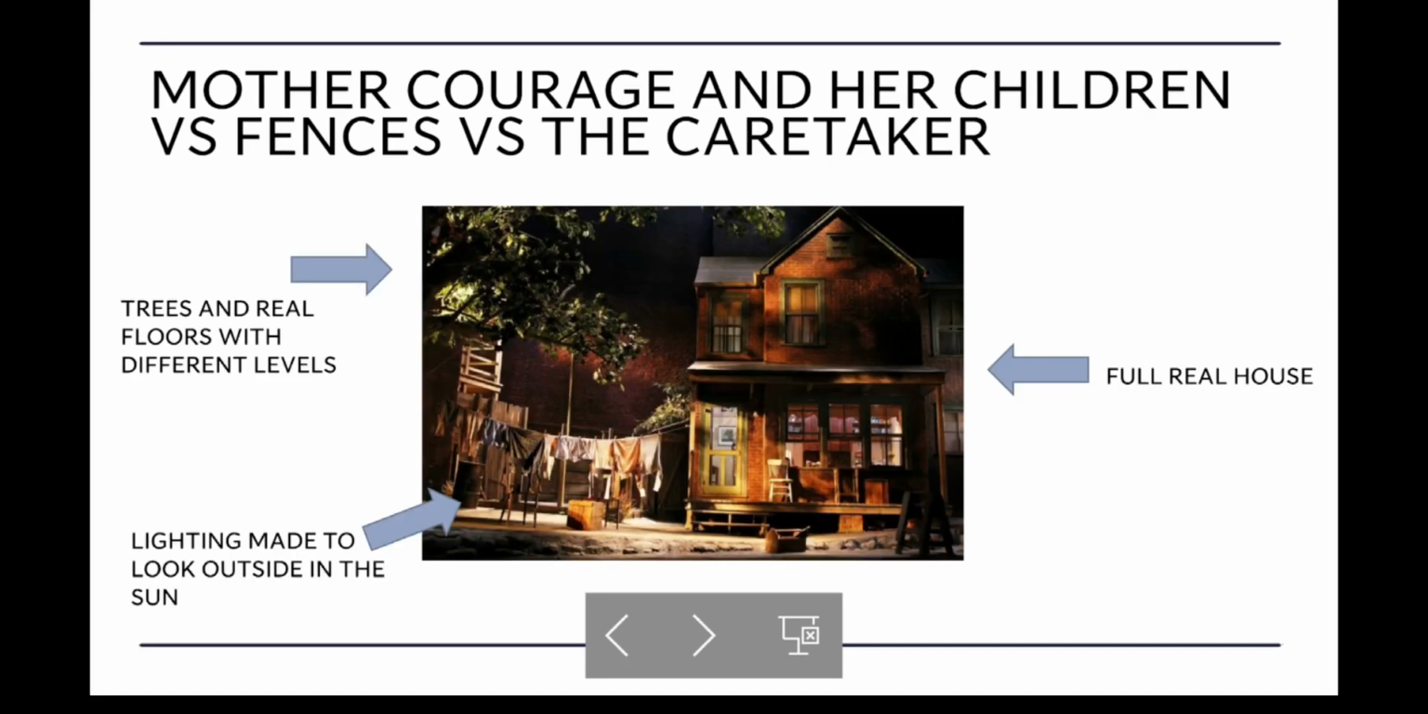If you look at the next one, we are looking at Fences. You can see that it's got realistic trees and real floors with different levels. The lighting is made to look outside and in the sun, and a full real house is on display. This is to give the most realistic representation possible. This is so we can look at it in the sense of looking at a movie and see the actual stage, and it all will be functional too, which adds to the actors' performance.